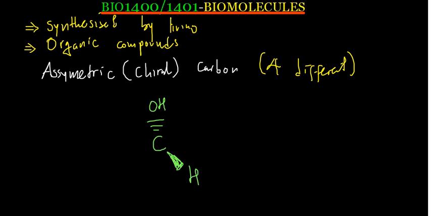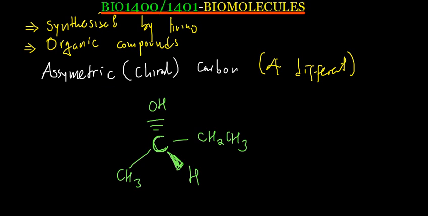And then let's say we have got a methyl group, CH3. And then you have got another group which is an ethyl, CH2, CH3. So you can see that this carbon is bonded to four different things, and they are all different. You have got an OH, a CH3, a hydrogen, and an ethyl. So everything is different. So this carbon is what we call an asymmetric carbon or a chiral carbon.